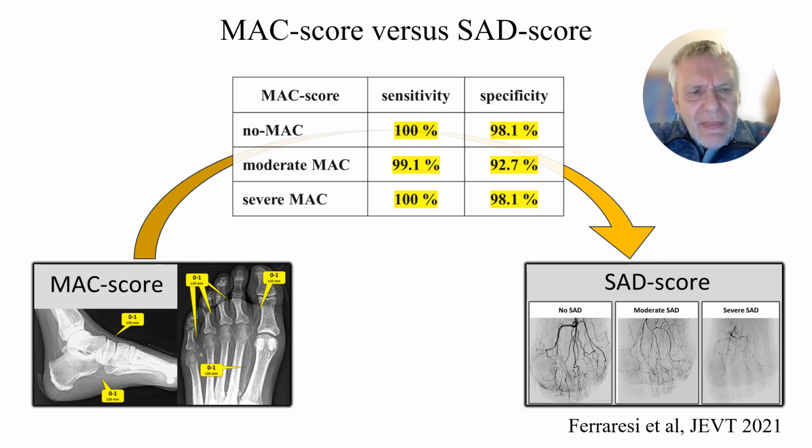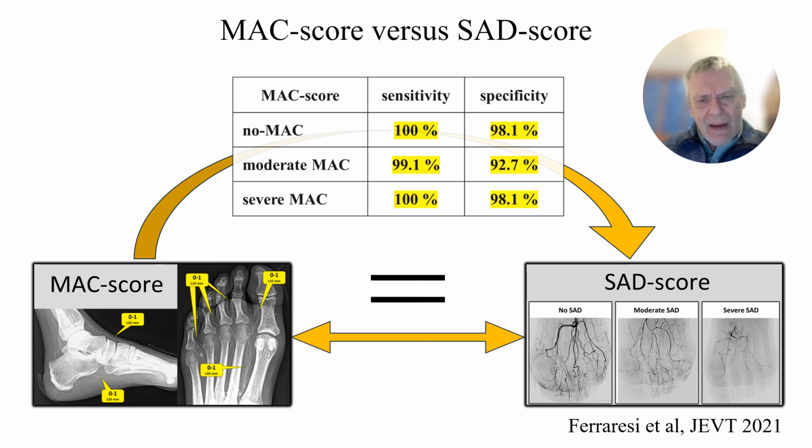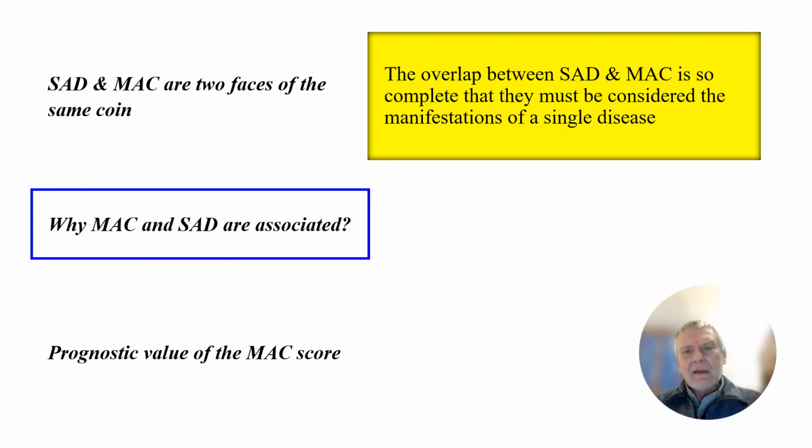We have also demonstrated that the sensitivity of the MAC score and the specificity in detecting the SAD score is so high that we can conclude that MAC and SAD are two faces of the same coin, two faces of the same type of disease. So the overlap between SAD and MAC is so complete that they must be considered the manifestations of a single disease. Second topic, why MAC and SAD are associated.